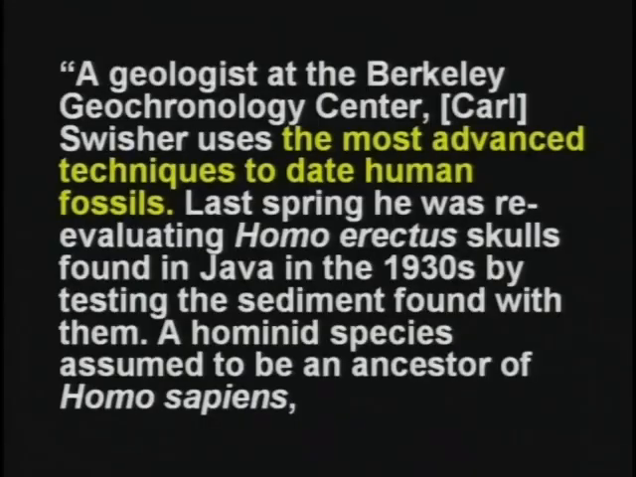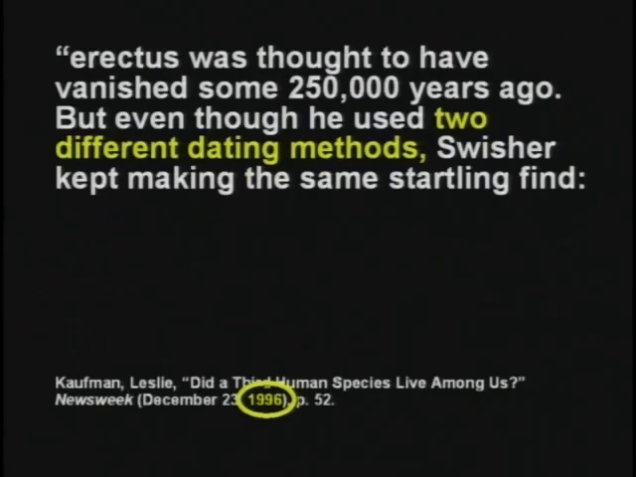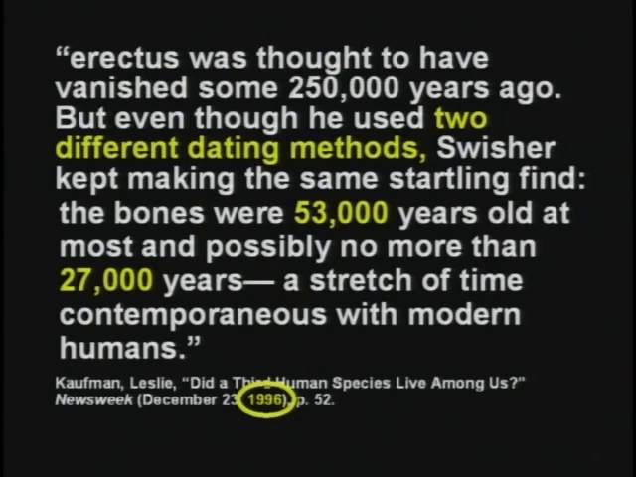In 1996, Carl Swisher at Berkeley University used the most advanced techniques to date human fossils. It says last spring he was reevaluating Homo erectus skulls found in Java in the 1930s. He was testing the sediment found with them. The species was supposed to be extinct for 250,000 years. Swisher used 2 different dating methods. He kept making the same startling find. The bones were 53,000 years at most, and possibly no more than 27,000.